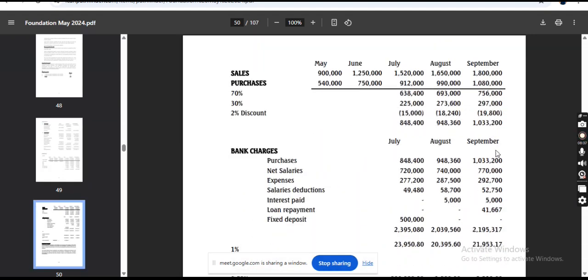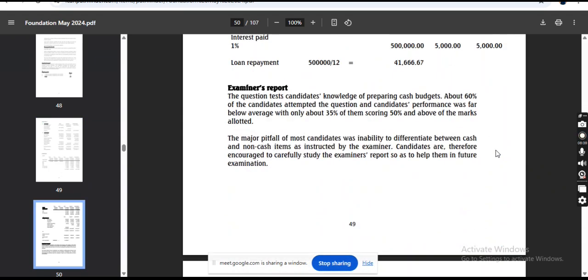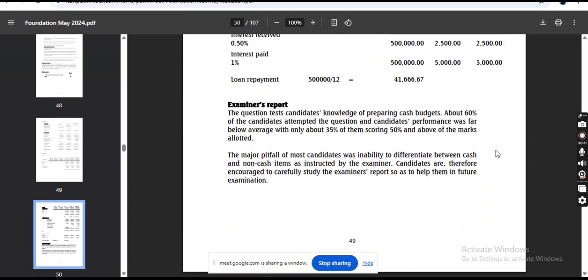Let me quickly read the examiner comments. The question tests candidate knowledge of preparing a cash budget. About 60% of the candidates attempted the question, and candidate performance was far below average, with only about 35% of them scoring 50% and above of the marks allotted. The major pitfall of most candidates was inability to differentiate between cash and non-cash items as instructed by the examiner. Candidates are therefore encouraged to carefully study.